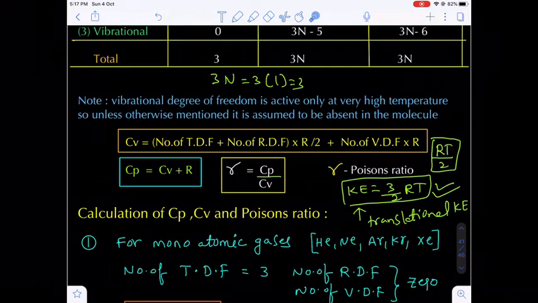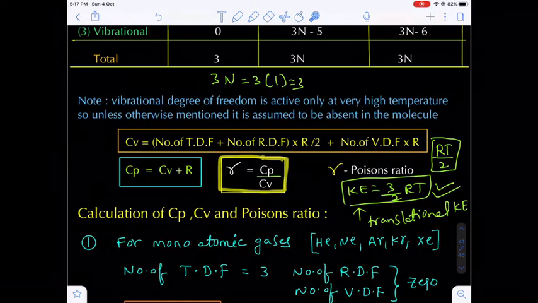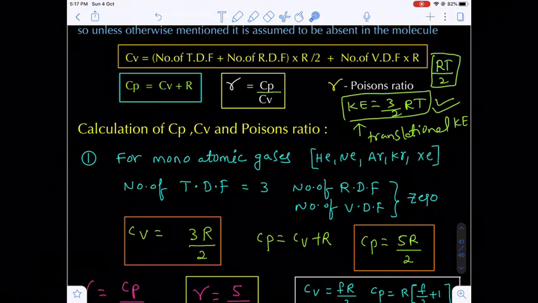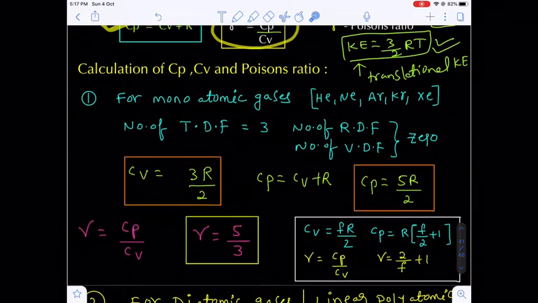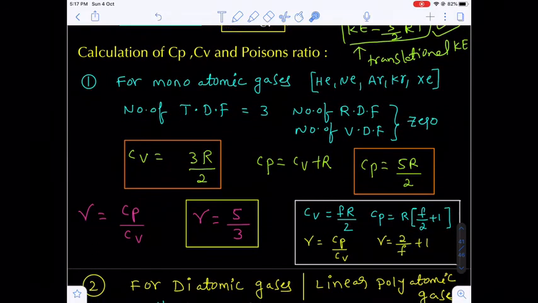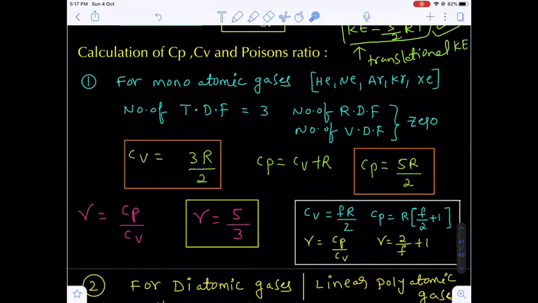Now, what is the relation between Cp and Cv? Cp equals Cv plus capital R. Gamma, that is the Poisson's ratio, is Cp by Cv. Once we know Cv, we can find Cp. Once we know Cp and Cv, we can find gamma, the Poisson ratio. Now we are trying to calculate Cp, Cv and the Poisson ratio for different types of ideal gases.